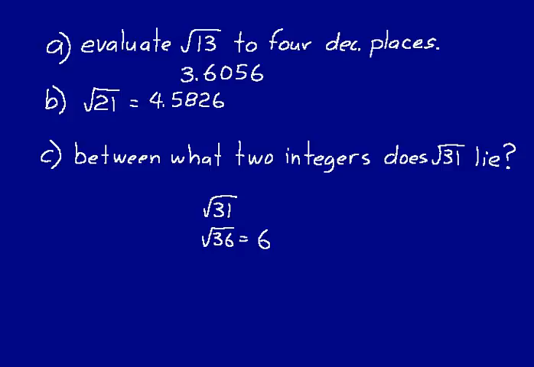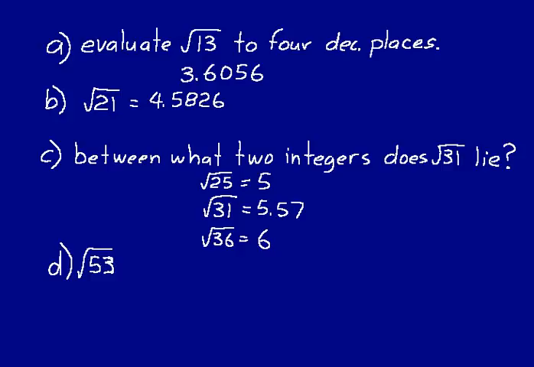Now a number lower than that would be the square root of 25, which equals 5. So it's between 5 and 6. The square root of 31 will be between 5 and 6. And you could check your work on your calculator. The square root of 31 is about, I'll just do it to 2 decimal places, 5.57. And so that is right. It is between 5 and 6.